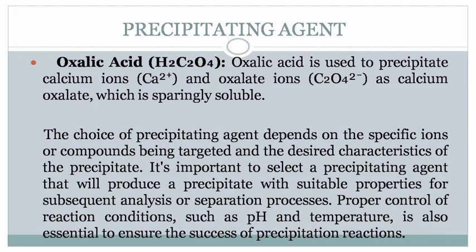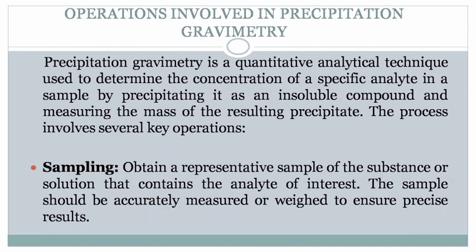It's important to select a precipitating agent that will produce a precipitate with suitable properties for subsequent analysis or separation processes. Proper control of reaction conditions, such as pH and temperature, is also essential to ensure the success of precipitation reactions. Next is operations involved in precipitation gravimetry.